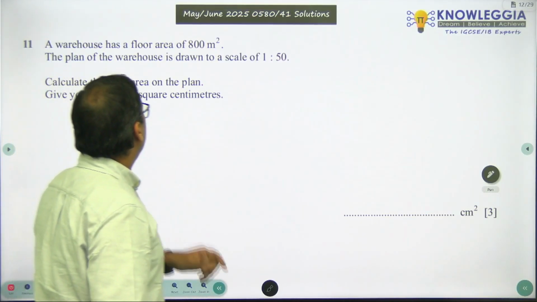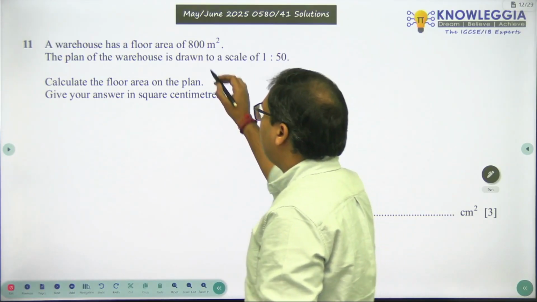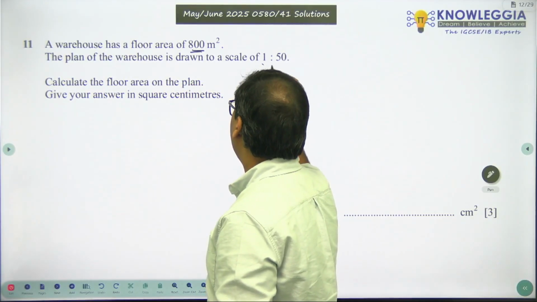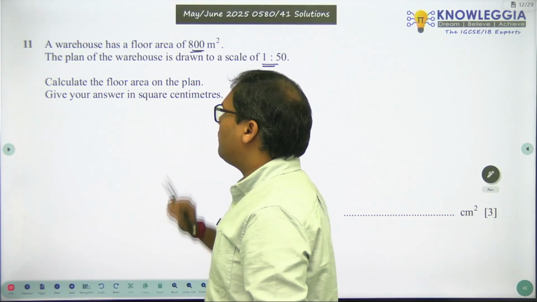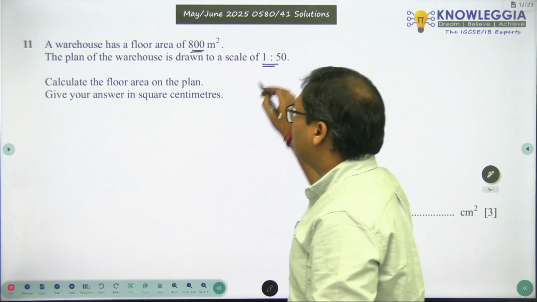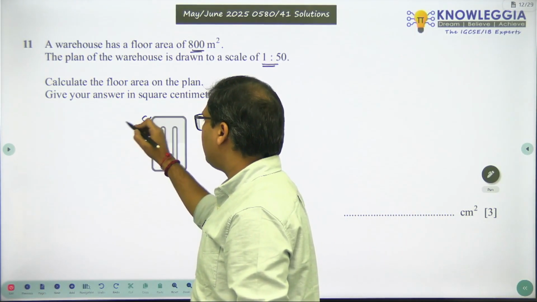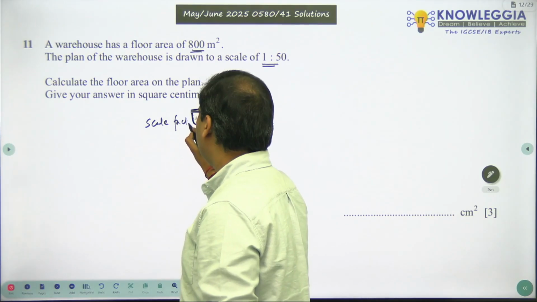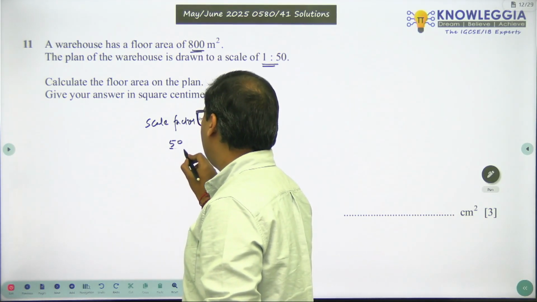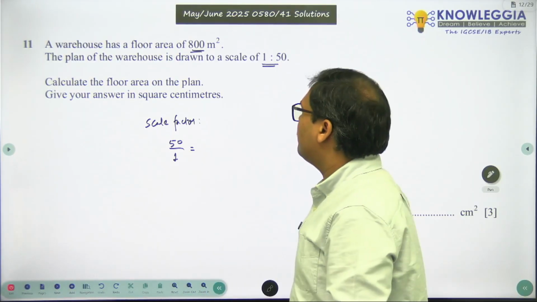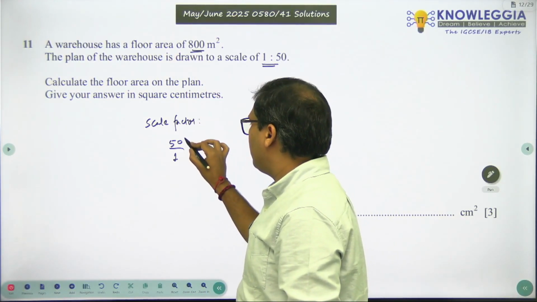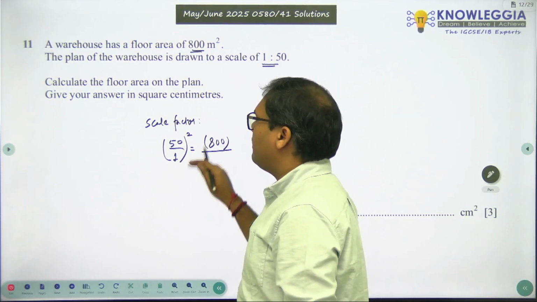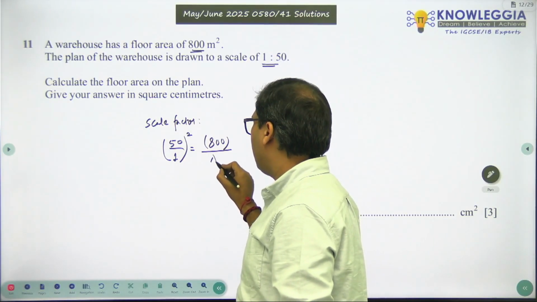Now the next question. The warehouse has floor area as 800 meters square. The plan of the warehouse is drawn on a scale of 1 is to 50. Calculate the floor area on the plan. So basically, this is the scale factor, which is 50 divided by 1. Okay. So this is the actual floor area, and so the square of this will be 800. That is the actual area. And on the plan, let's say the area is A.